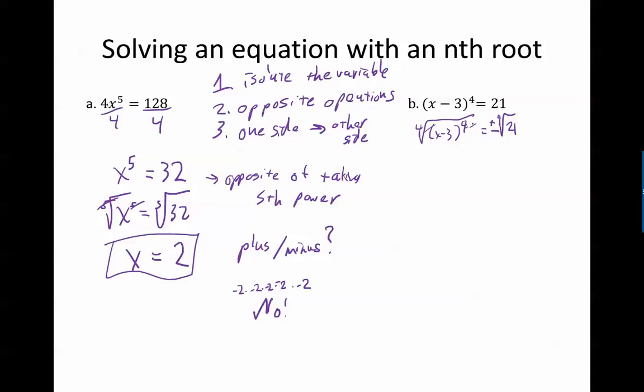So the root and the power cancel each other out, leaving x minus 3. And then we end up with plus or minus 4th root of 21 over here, because that doesn't simplify. That has to stay like this. Now, simplifying roots, we're going to learn that in lesson 6.2, but for now we're just looking at examples that either don't simplify or are perfect. Then we're almost done. We just need to add 3 to both sides, and we end up with 3 plus or minus the 4th root of 21.